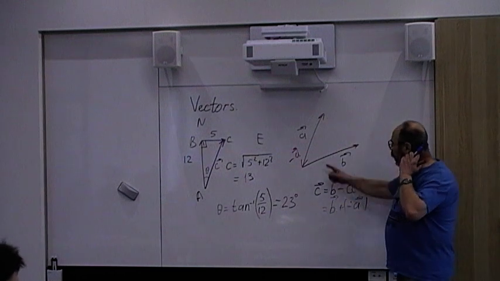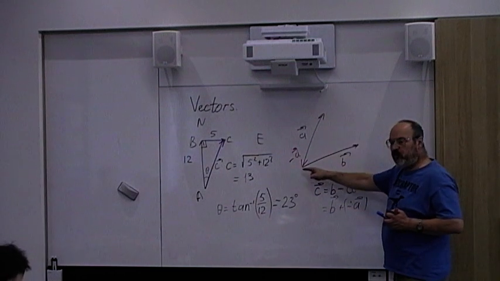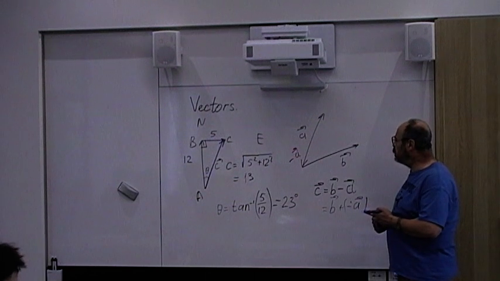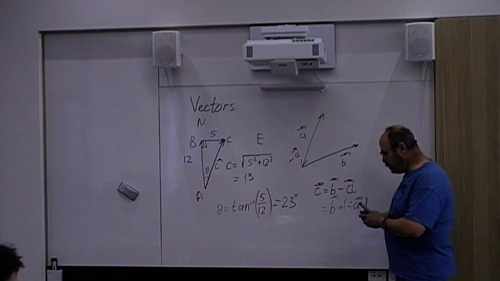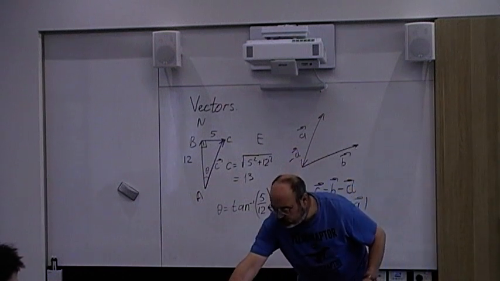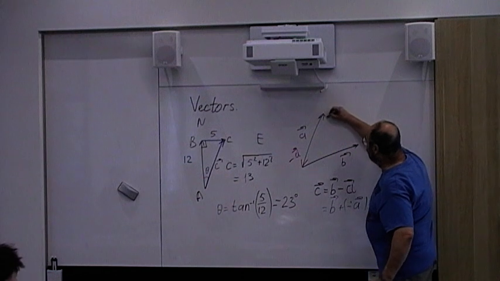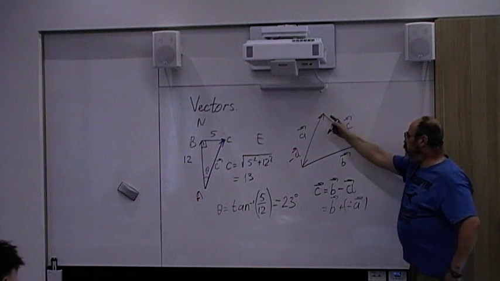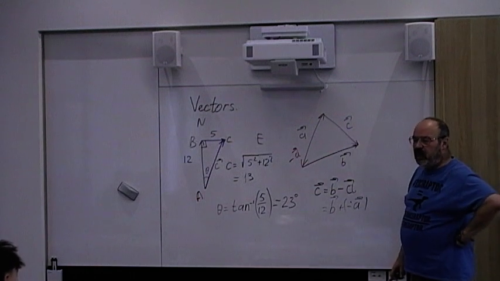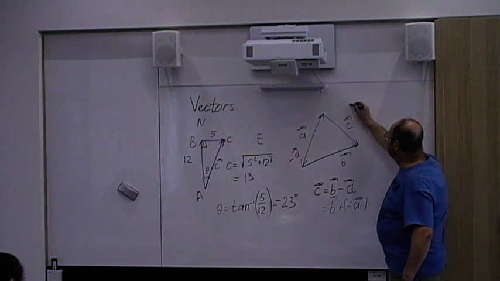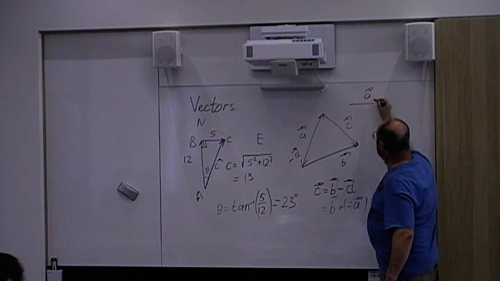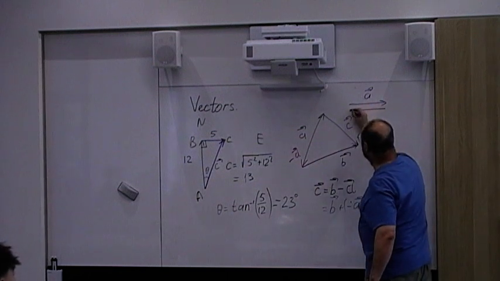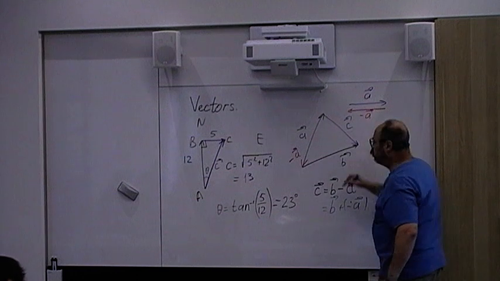This one, if this is vector A, that will be vector negative A. And again, for these two vectors, B plus negative A, the resultant vector will be this. This will be vector C, as the difference between them. What is negative A? If this is vector A, this vector, same length, just opposite direction, is negative A.